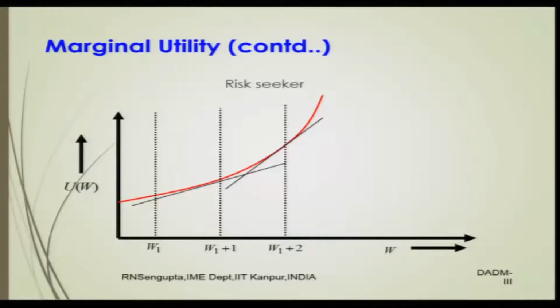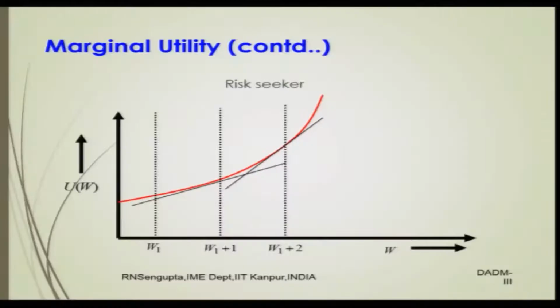In case of a risk seeker, the line is increasing. So, in that case the first derivative is obviously positive, and the second derivative would be positive as the tan of that angle is increasing. So, obviously the second derivative, which is d2u by dw2, is positive, and that person is a risk seeker.